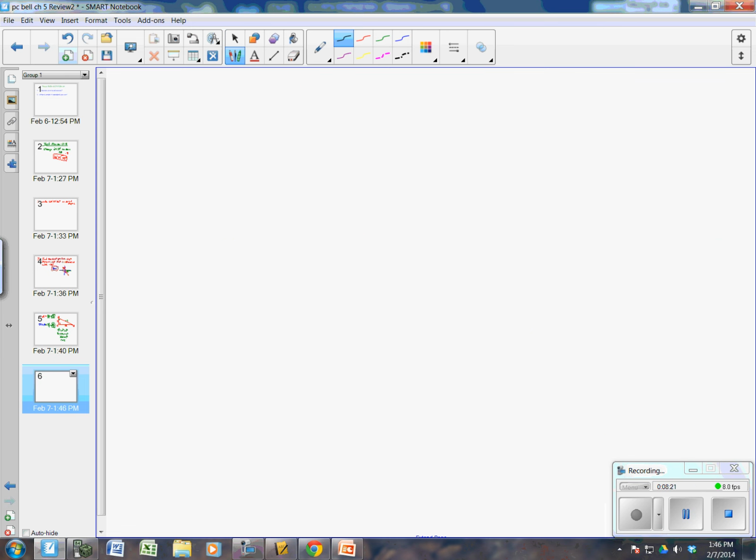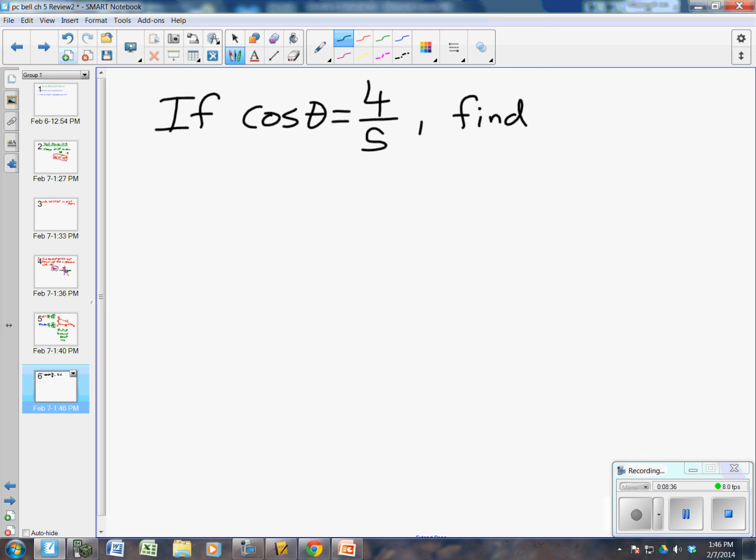Next problem. Here we go. If cosine of theta equals 4/5, find the cosecant of theta. Find the cosecant of theta. If the cosine of theta is 4/5, find the cosecant of theta.